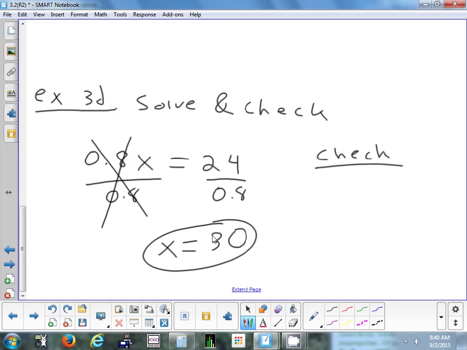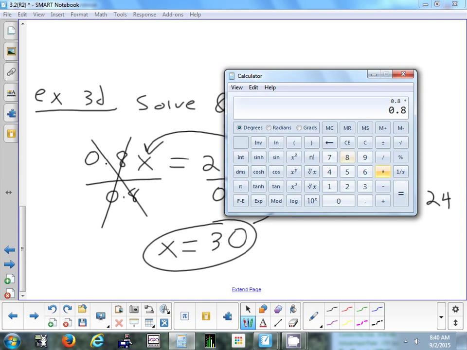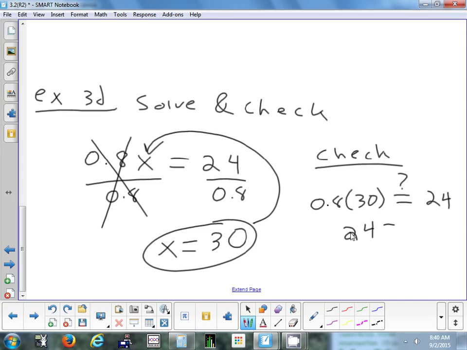We've been a little lazy. We haven't checked any of them, so let's check this one, since we can just use the calculator. How do I check it? 0.8 and then substitute 30 in for x. We're going to hope that that equals 24. When we plug our answer back in for x and multiply by 0.8, hopefully we get 24. 0.8 times 30 is 24. So we're good. It checks. Any questions on that one?